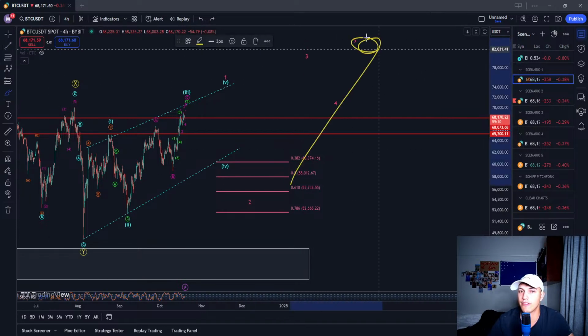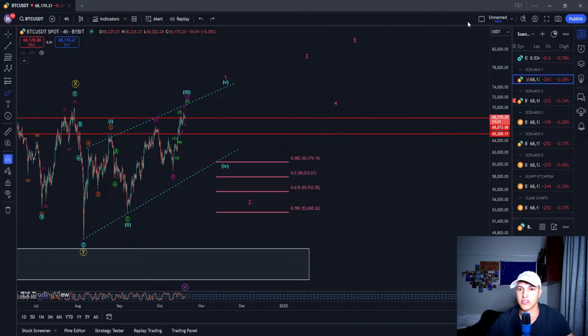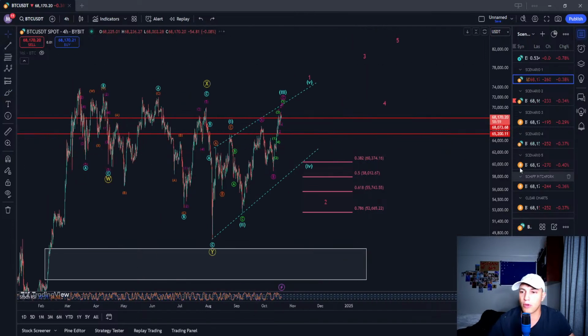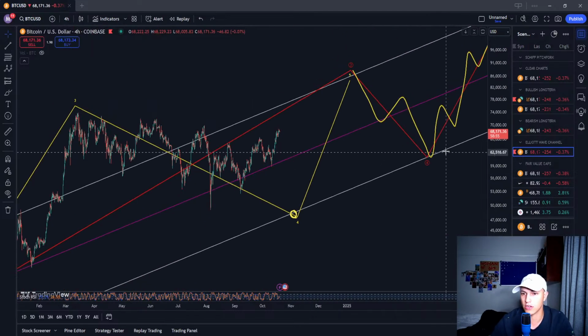because this Bitcoin will only get to around 85,000 in this last little third wave. Then we should have a massive 4, and then a massive 5 all the way to that 120,000. So I do expect price. Let me actually show you here on the Elliott Wave channel what I've marked out here.